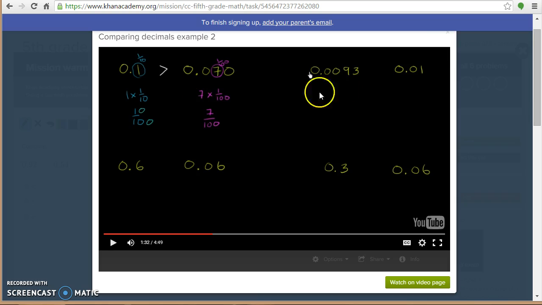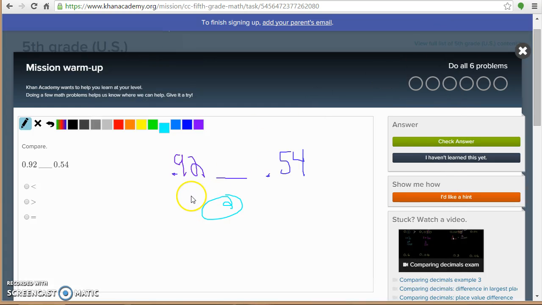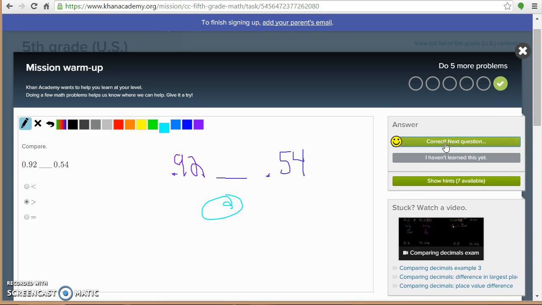Okay, so I'm going to go ahead and stop that for now so we can continue on with our warm-up. So we're looking at 92 hundredths. Is it greater than or less than 54 hundredths? We talked about using money. Would 92 cents be greater than 54 cents? So we'll go ahead and click on this, and we're going to come over here to check our answer and see how we did. And it says correct.